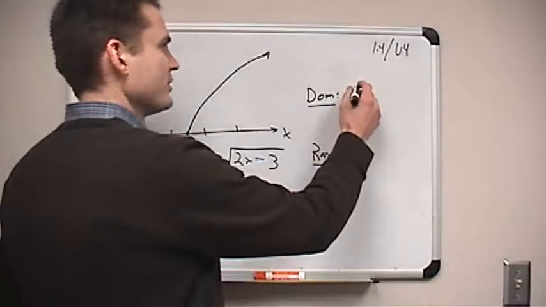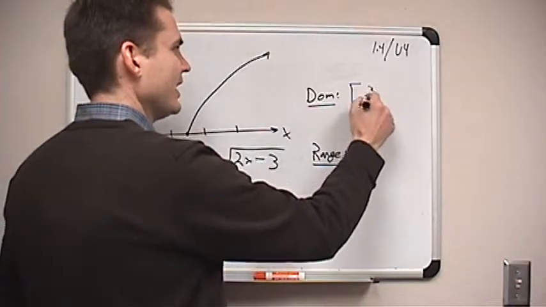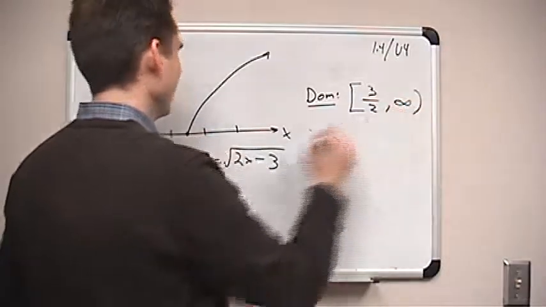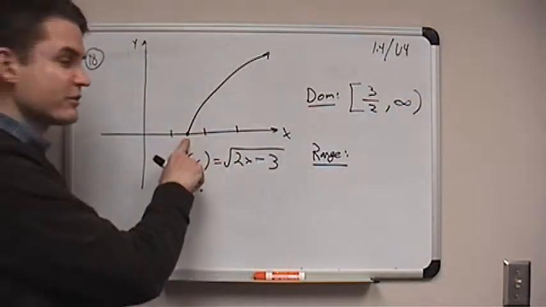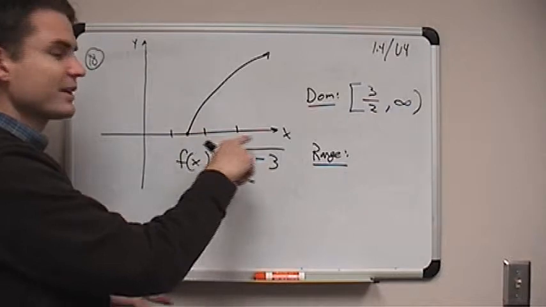So what does that mean for the domain? It means the domain is 3 halves, comma, infinity. Because right here, x is 3 halves. We have that point on the graph, and every x-coordinate bigger.